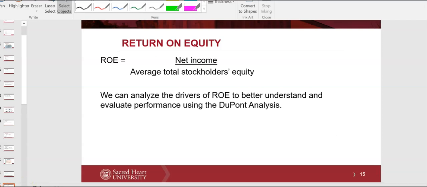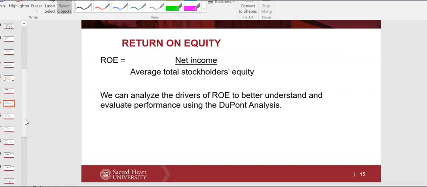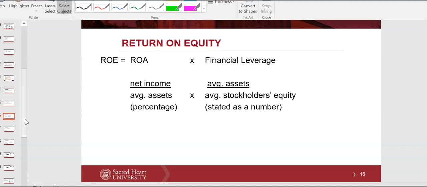We can analyze the drivers of ROE rather than just looking at net income over stockholders' equity. We can break this down into the components of net income and see what is driving our ROE. ROE is a very commonly used measure from the stockholder's perspective of our value, at least according to the books, according to GAAP, in which assets minus liabilities is our stockholders' equity, our claim to the company. What's driving the performance for us? The most basic way to break down ROE is to look at return on assets multiplied by financial leverage.